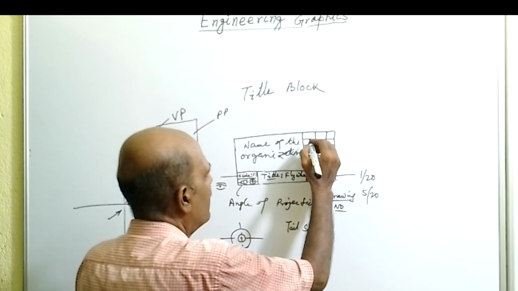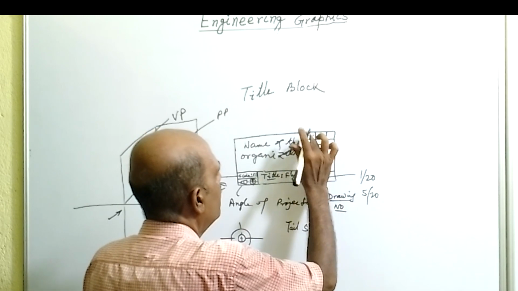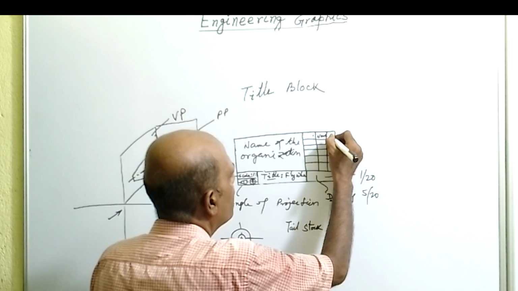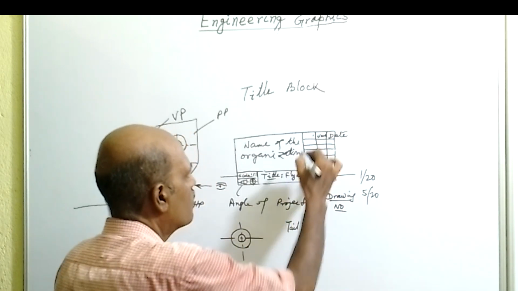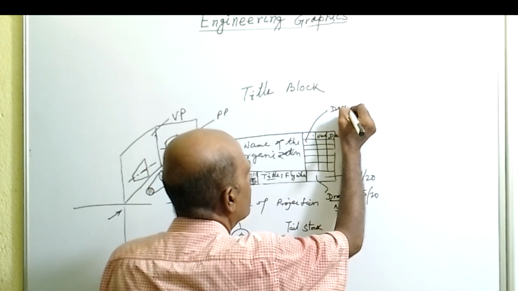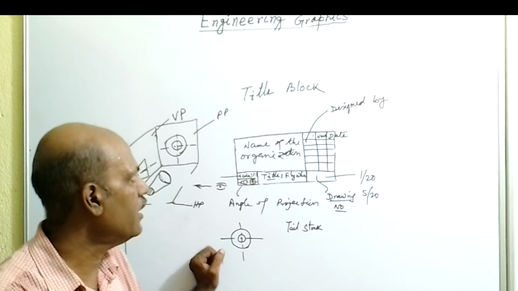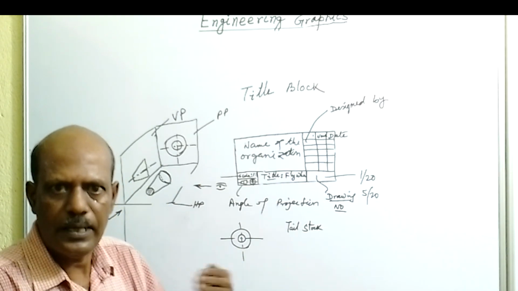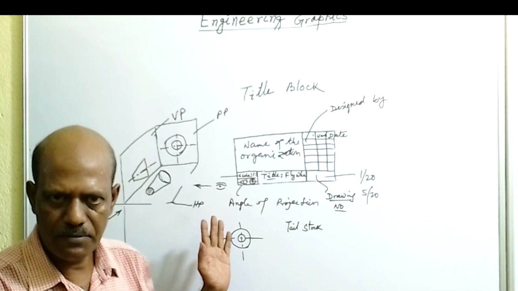Now the leftover space here is for name and date. Leave this space blank: name, then date. So date of drawing and name. In the first column, this box will be designed by. Every product is conceived by some designer. The designer gives the specification. That specification is translated to a drawing by the draftsman.